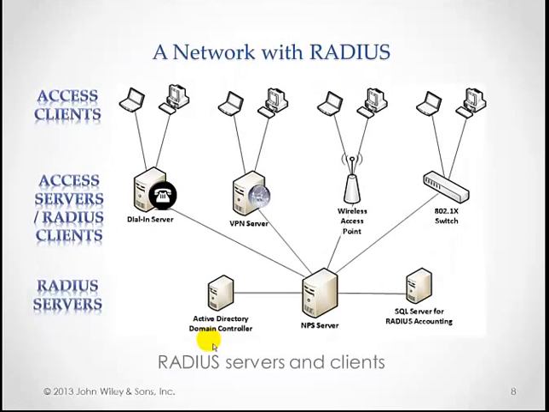So here we can see the infrastructure as a whole. We have at our top layer here the access clients. Each of those are attempting to access a network resource, and they're going to go through a dial-in server or a VPN server or a wireless access point or even a switch. These are access servers or devices, but from the standpoint of RADIUS, they are the RADIUS clients. They are clients of a RADIUS server. Here is our RADIUS server. And in Microsoft's case, it's going to be an NPS server. That is the RADIUS server. Again, this is providing authentication and access. Now, these are going to be communicating typically with something like an Active Directory domain controller or SQL Server for the RADIUS accounting. We'll look more at that later.